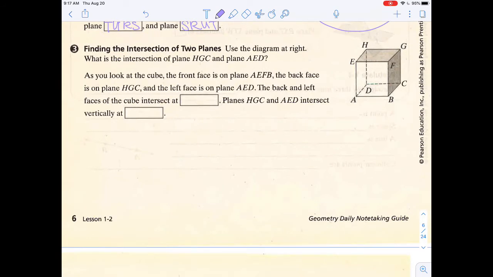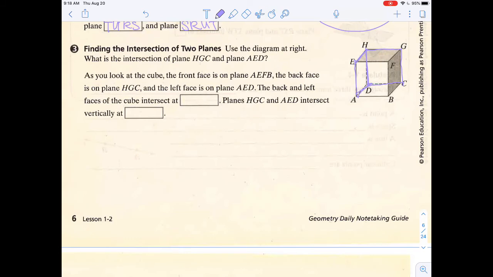Use the diagram at the right. What is the intersection of the plane HGC? So we've got HGC. So this one back here. And AED. So we've got this one to the other side.